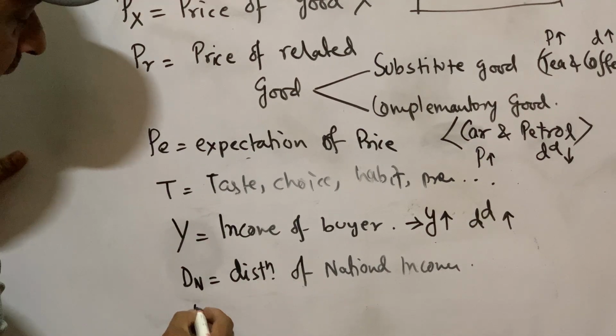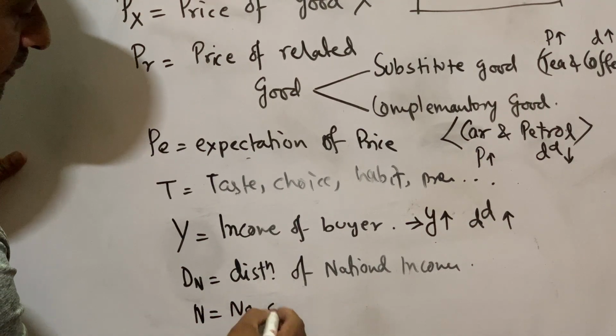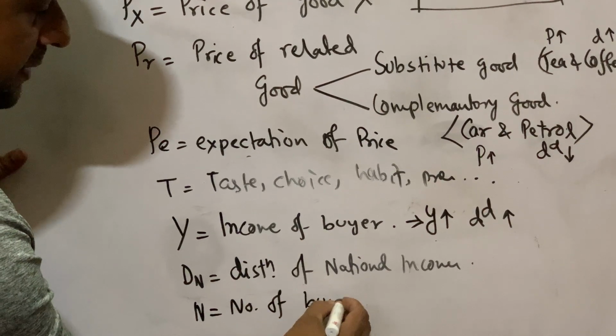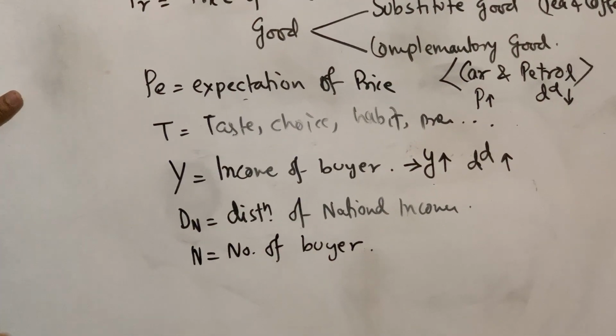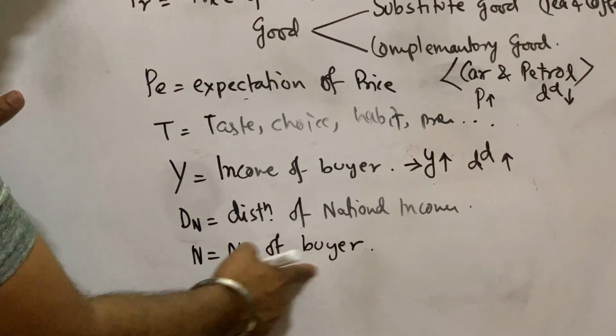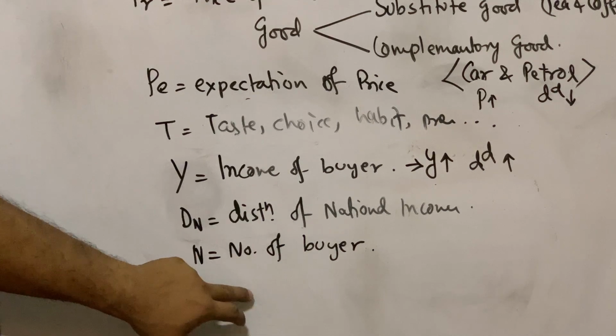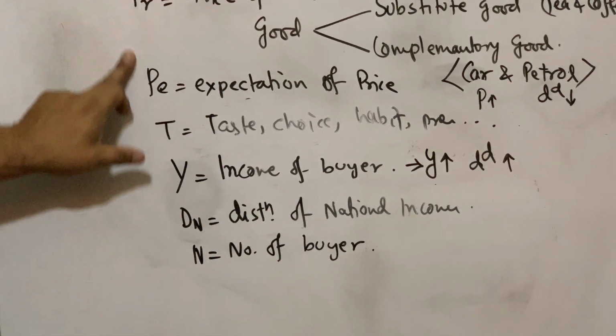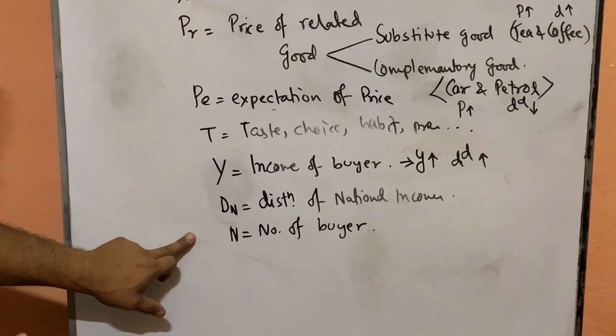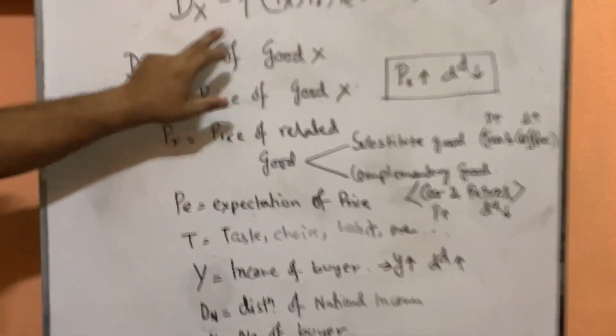Last one is N, number of buyers in the market. Number of buyers means number of consumers. If there are more consumers in the market, then there will be more demand. If there are fewer consumers, then there will be less demand. So these are the factors affecting the demand of a good, meaning the function of demand.